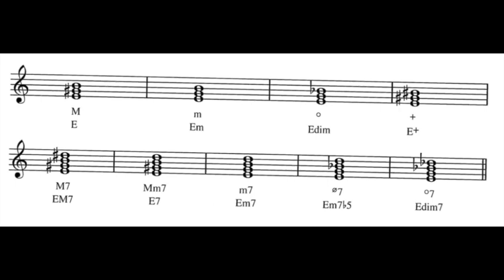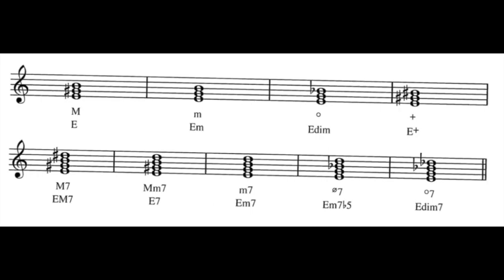So, where we had a major chord, we would just call that an E chord, because it's based on E. Where in the classical system they would put just a small m for minor, we put E minor to indicate E minor. Diminished, we have E dim, and augmented, E plus.